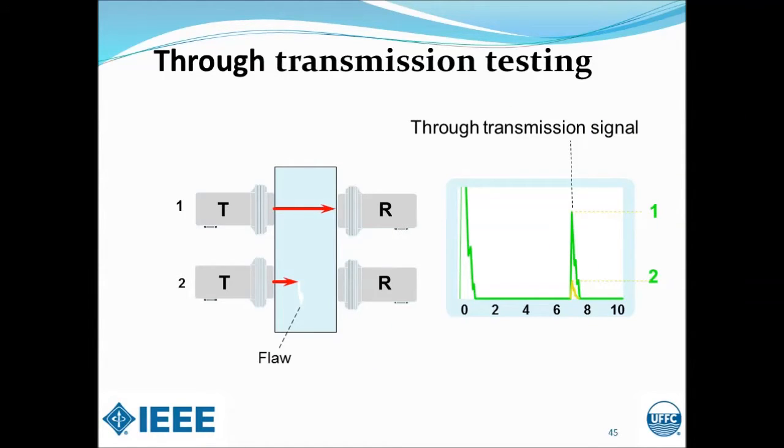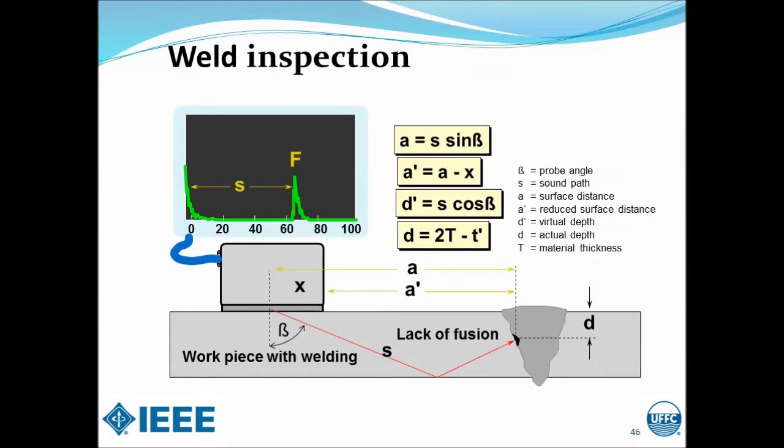Through transmission testing allows locations of flaws to be determined by comparing the intensity of a transmission signal that goes all the way through a workpiece to that of one that hits a flaw. By using the sound path and probe angle of a beam fired into a weld piece, the depth where lack of fusion occurs inside of a weld can be determined using a series of simple calculations.